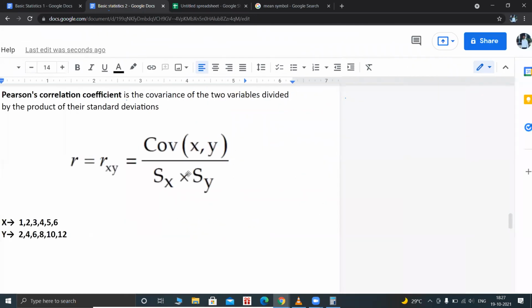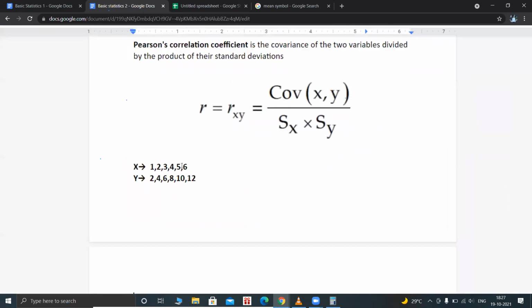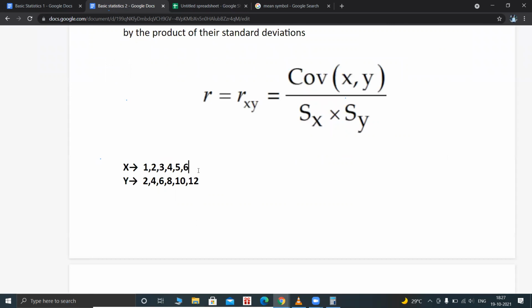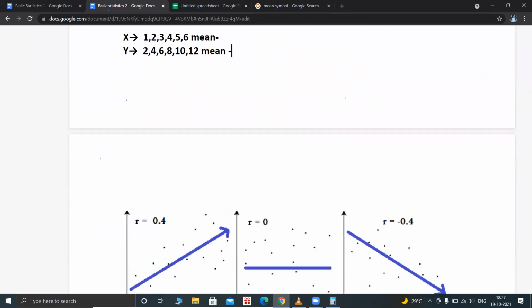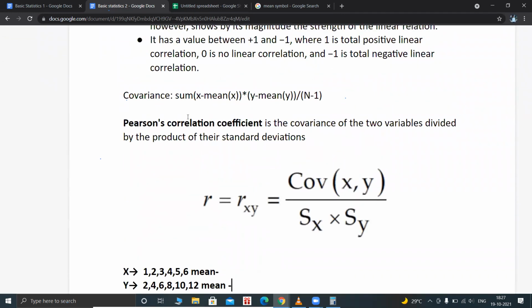Yeah, see guys, so if these are my data points, I have to calculate the mean for it, right? So the mean of x as well as the mean of y, right? So then you know how to differentiate these things, right?